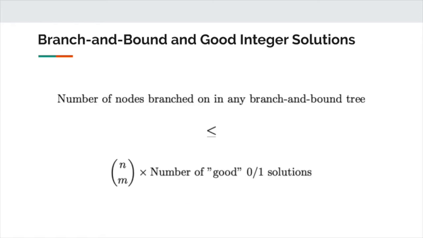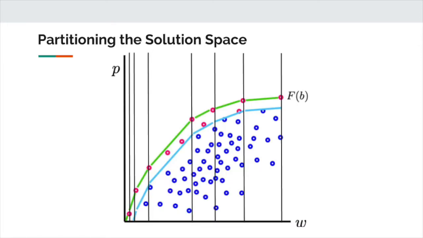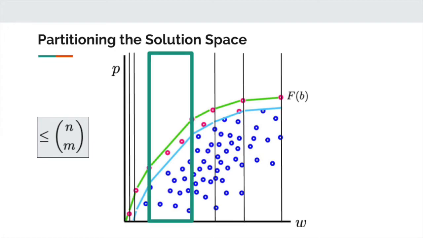All right? So by now, hopefully, you all believe that the number of nodes branched on in any branch and bound tree is in fact at most n choose m times the number of good 0, 1 solutions. And so all that's left to show is the second part of the proof. We just need to count the number of good 0, 1 solutions. All right? And we start by partitioning the solution space as shown here. And in fact, when we partition this way, there can be at most n choose m such regions. All right? And so what we're going to do is count the number of good 0, 1 solutions in any one particular region.